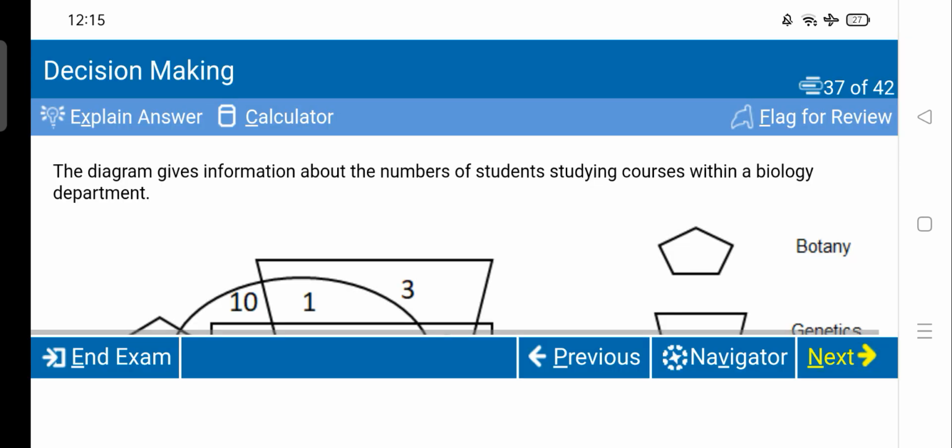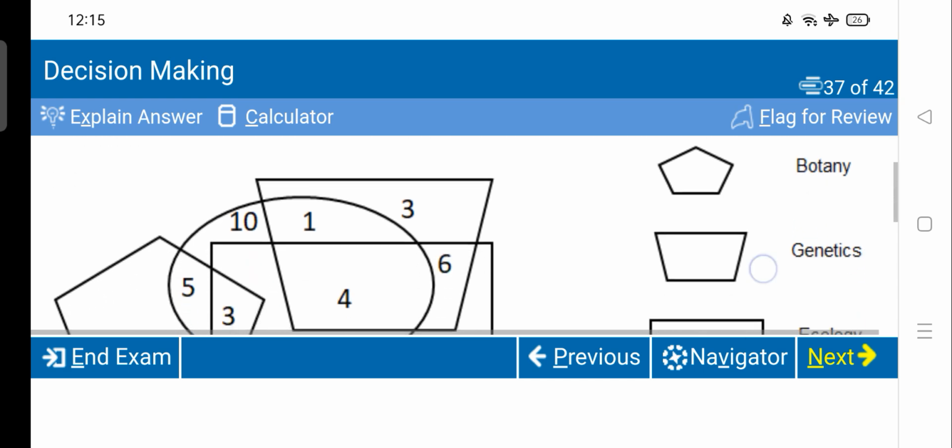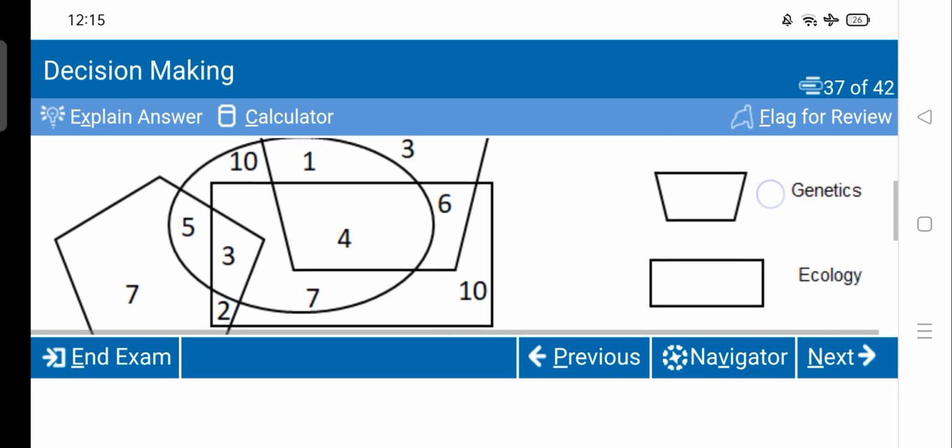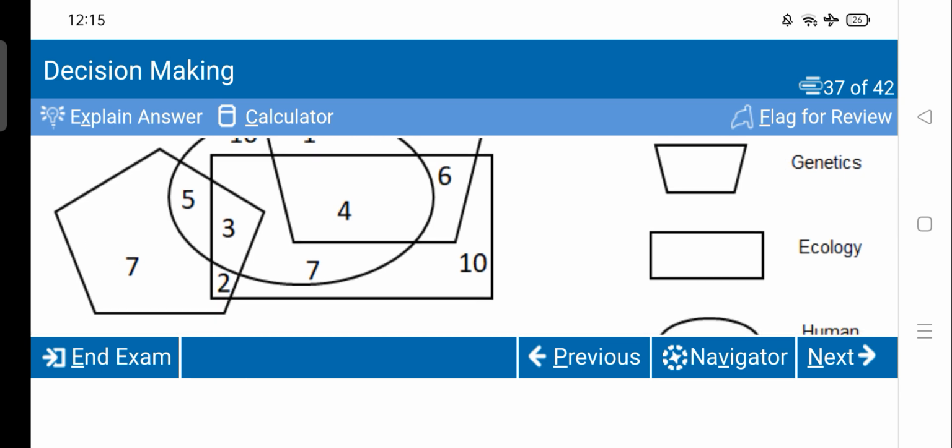Next we have question number 37. It says the diagram gives information about the number of students studying courses within a biology department. So here we have this Venn diagram given. The numbers are within this diagram.